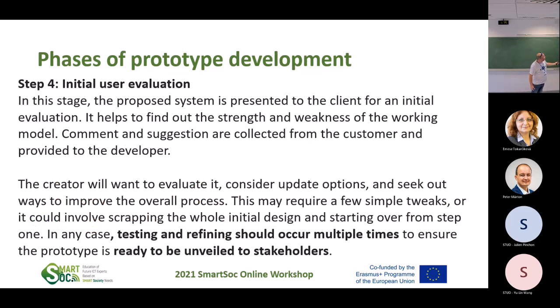Then we came to this initial user evaluation. A very, very bad phase, because after all the discussions, you make some prototype, and then the customer comes and says, oh, it's totally wrong, I didn't want this. That's why I came back to the first point, to requirements, and said, okay, but write it down on paper. And that's why it's very important to be as specific as possible.